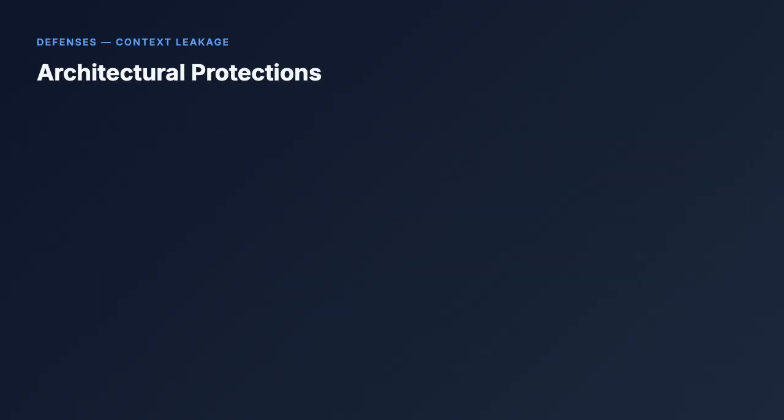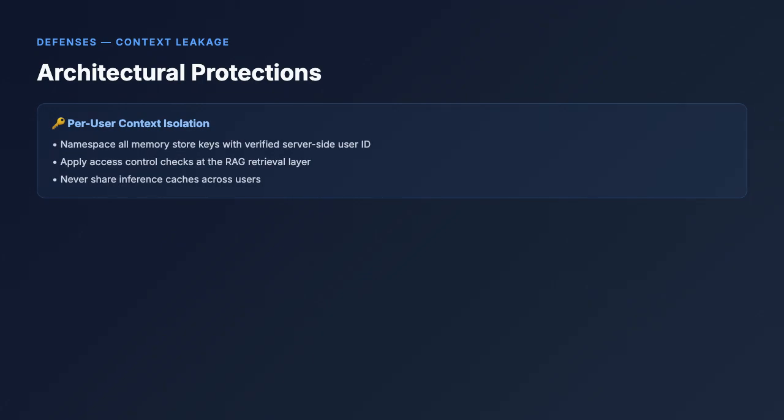Now, the practical defenses for context window leakage. These are primarily architectural. First, per user context isolation. Namespace all memory store keys with a verified server-side user ID. Apply access control checks at the RAG retrieval layer. Never share inference caches across users.